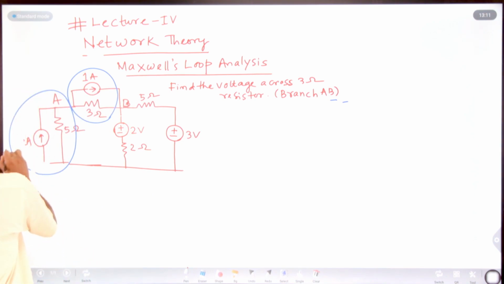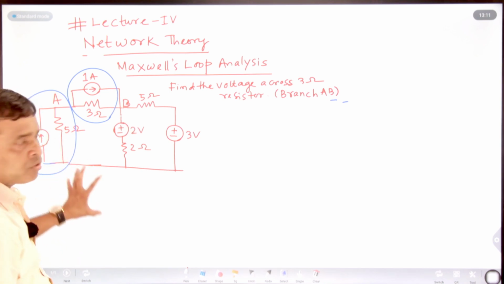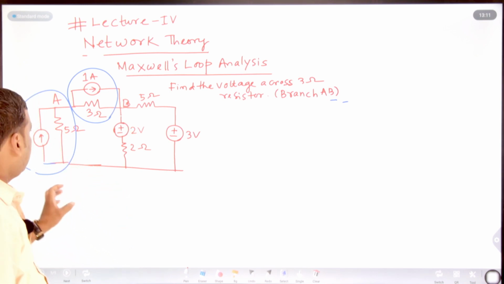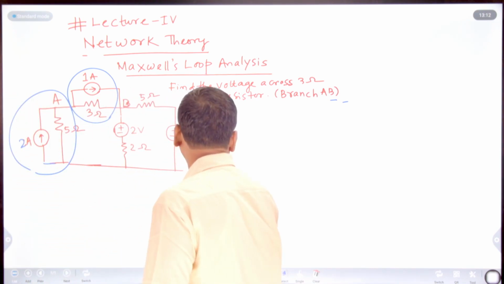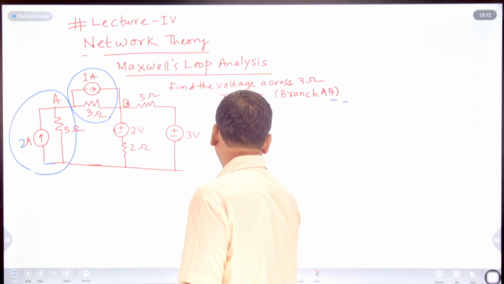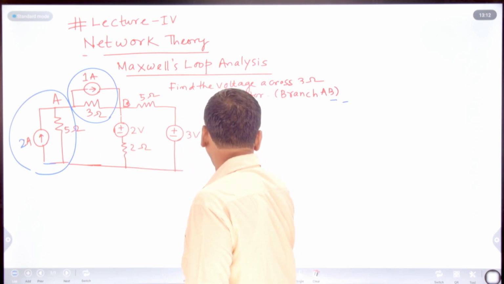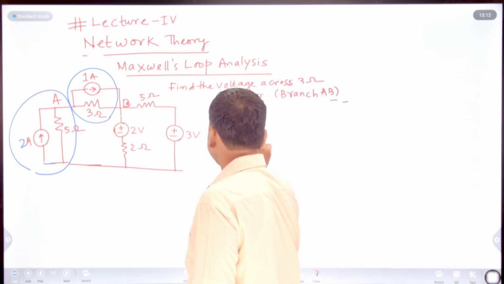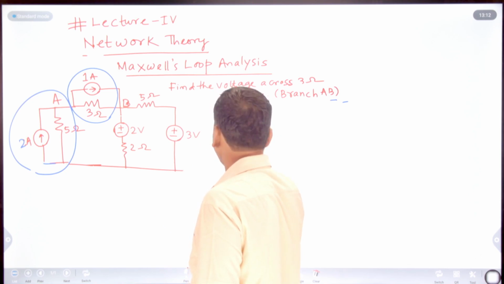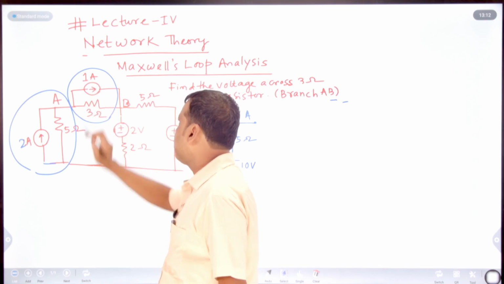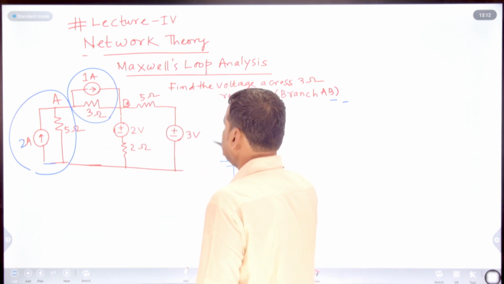This is your 2 ampere source, and how will you convert the current source into a voltage source, I already told you in a previous lecture. This is 2 ampere and this is 5 ohm, so the voltage source will be how much? 2 into 5, that is 10 volt, with this as the minus terminal and this as the plus terminal, in series with this 5 ohm resistor. This point is A, and 3 ohm into 1 ampere, 3 into 1, that is 3 volt.